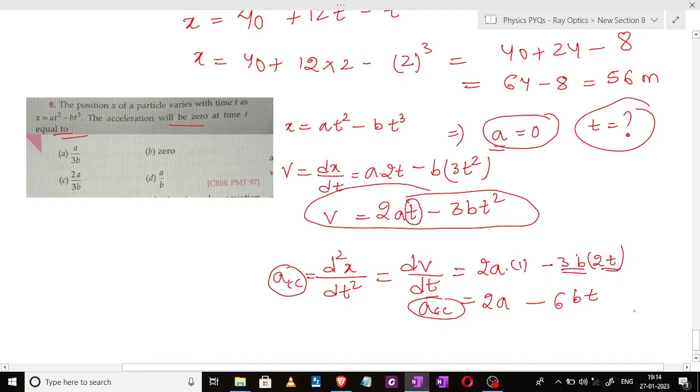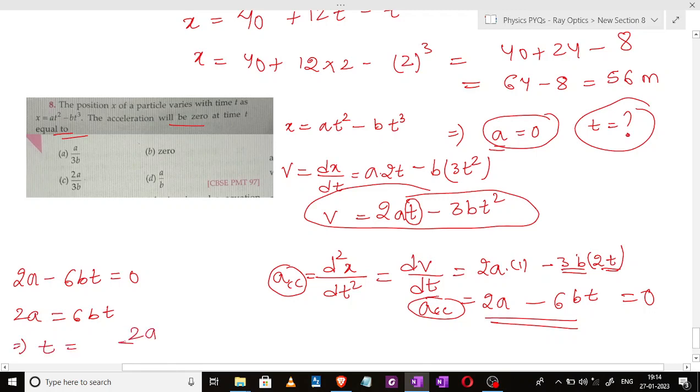So for acceleration to be 0, this term must be 0. When does it become 0? 2a minus 6bt is equal to 0. So 2a is equal to 6bt, or I will write t is equal to 2a by 6b. 2a by 6b, 6b goes below, so 2 1 2, 2 3 6. So it will be a by 3b.